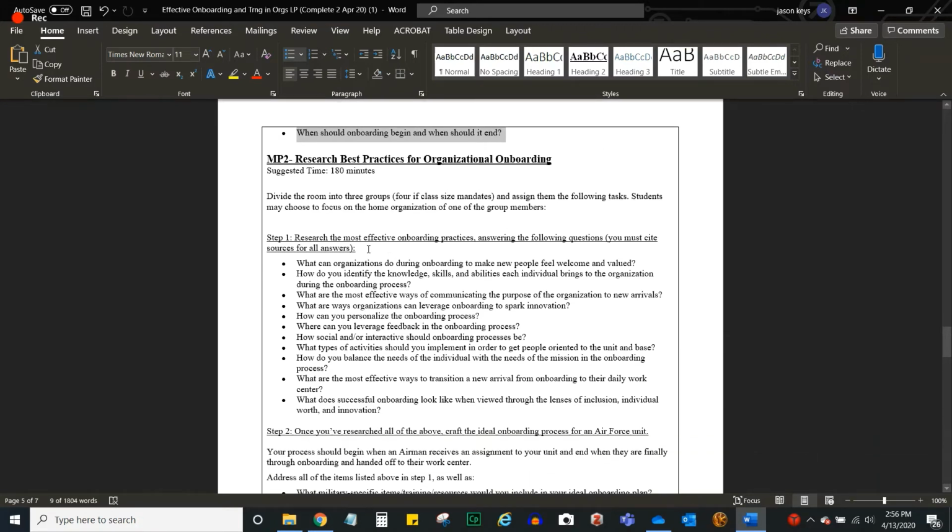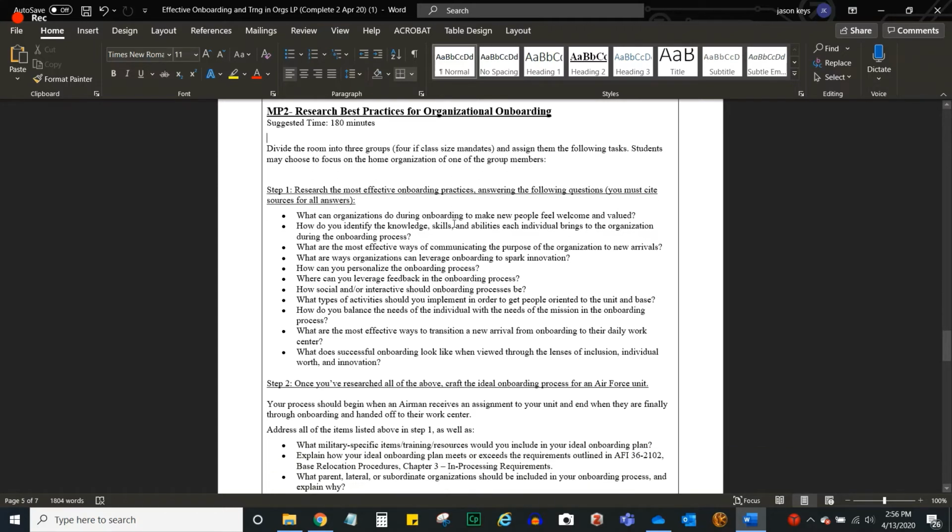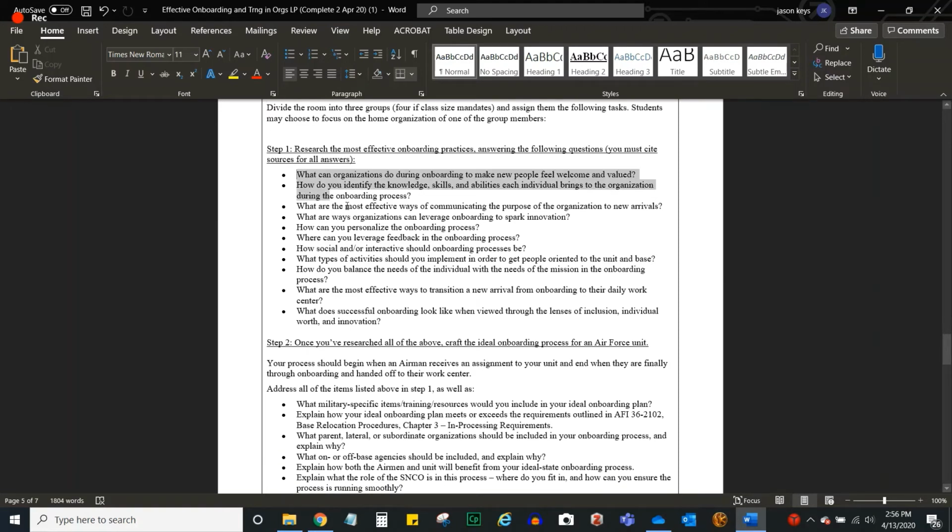Main point 2, and the reason why this lesson is so long is because this is 180 minutes long. This is a 3-hour project that they're going to be working on in class. So divide the room up into 3 or 4 groups and assign them these tasks. So step 1, they are going to research the most effective onboarding practices that are out there by answering these questions. They have to cite sources for all these answers.